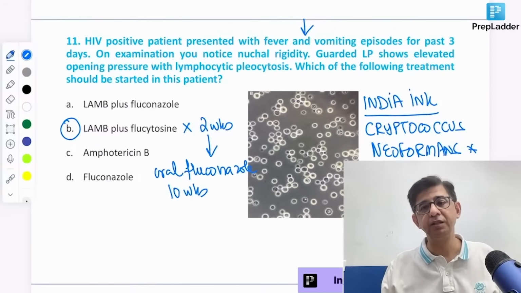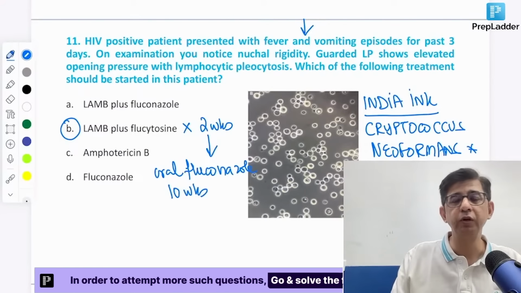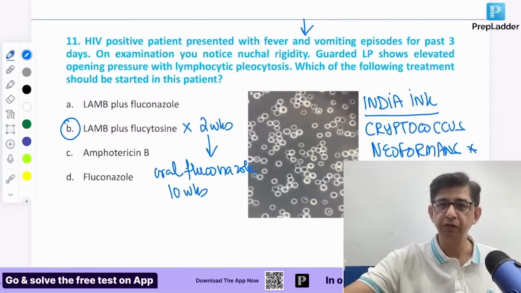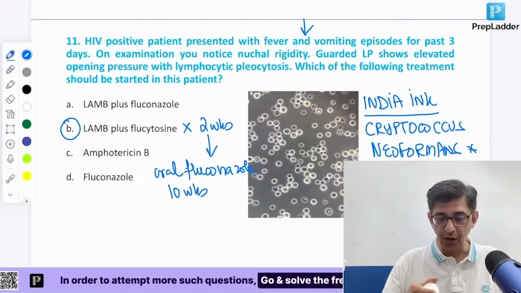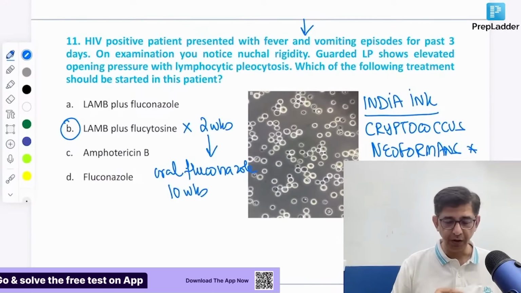The rationale for why the answer is not A is, first, liposomal amphotericin B is not given with fluconazole. Fluconazole is given on discharge to the patient. So we are sorted for this question, guys.